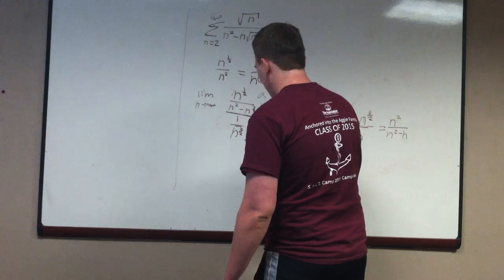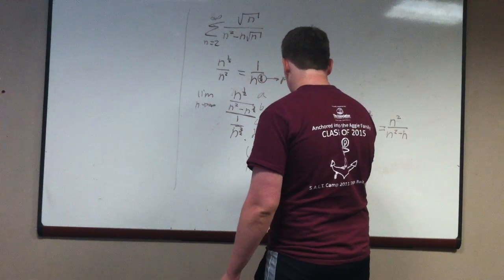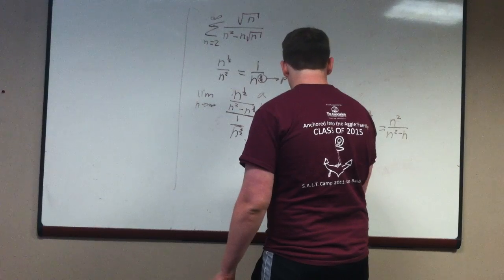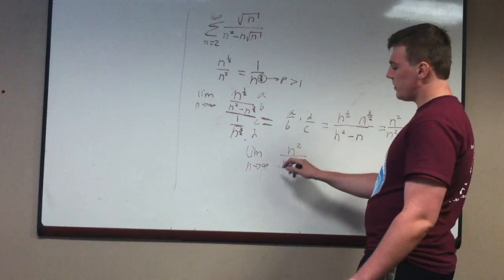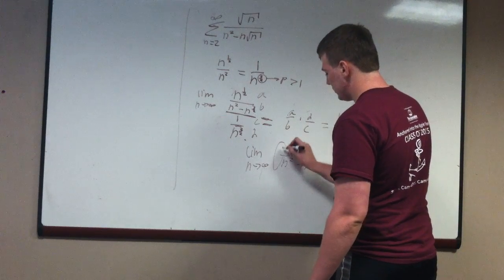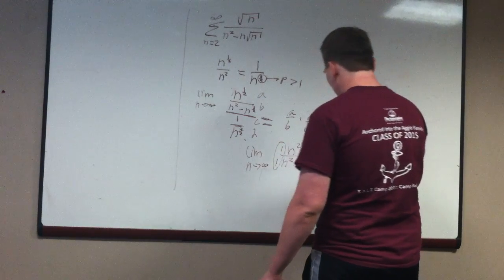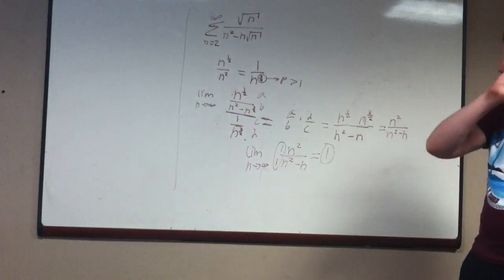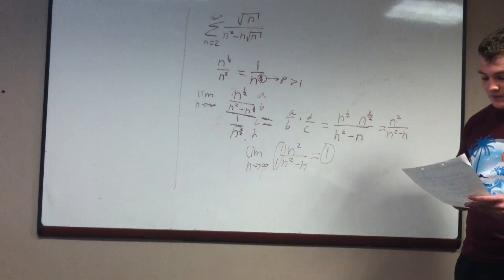So to conclude things, when I take the limit as n approaches infinity, I get n squared over n squared minus n. And remember, with limits approaching infinity, I look at the leading coefficients. So I got 1 over 1. So that's going to equal 1. And I know if you get a finite number out of it, it's going to be convergent.